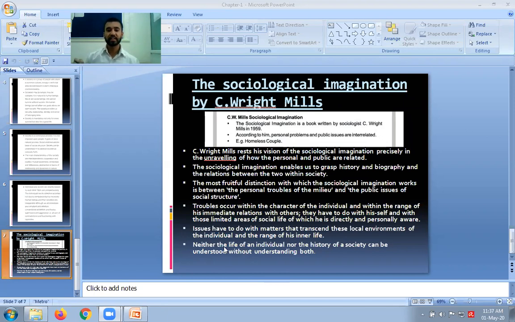For understanding a society, we need to understand the life of people also, and for understanding the life of people, we need to understand the history of society. So the history of society and the personal problems or life of a particular person are interrelated. We have to understand both in order to understand a particular society. That's what C. Wright Mills wants us to understand here, and this is what sociological imagination is all about.